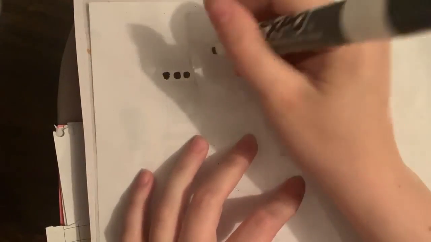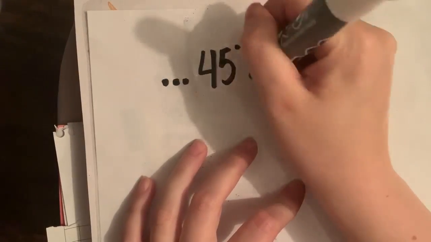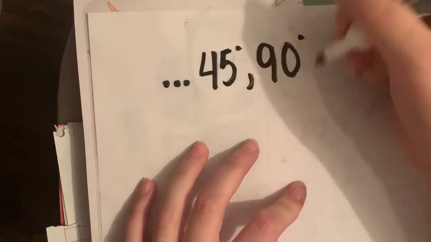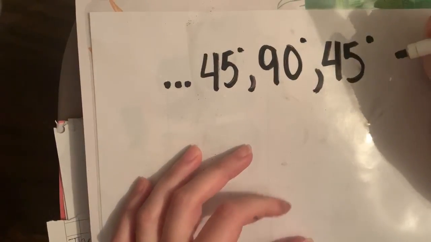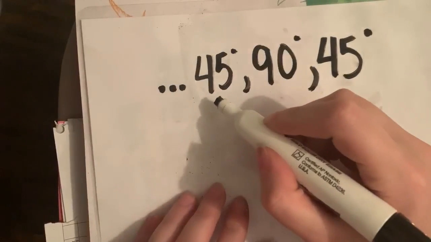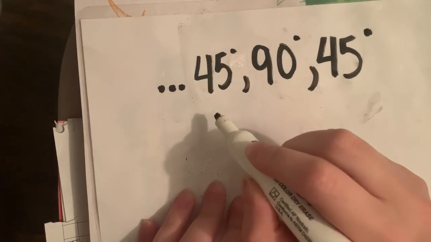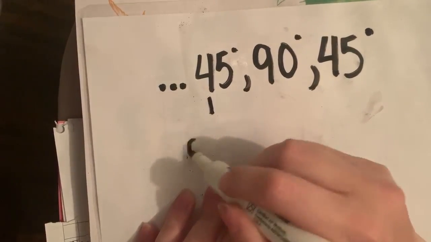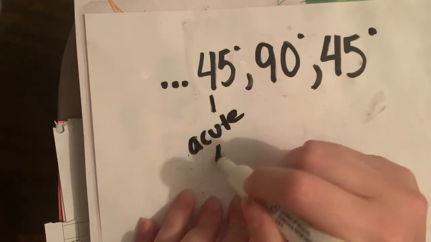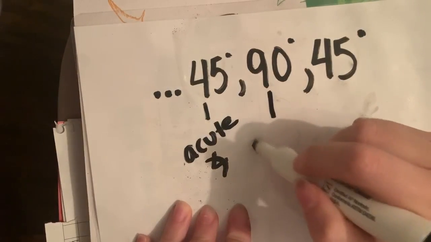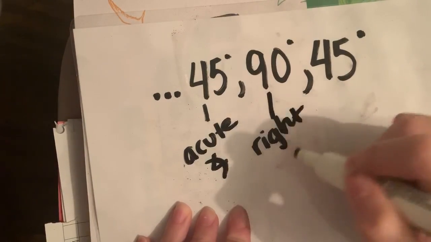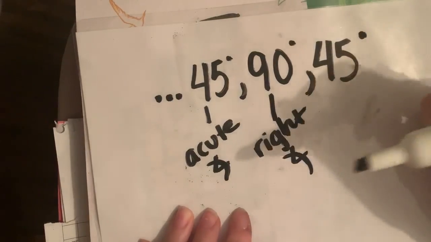Alrighty, so now we are given the angles of 45 degrees, 90 degrees, and another 45 degrees. All right, same process. The first angle, we know 45 is less than 90, therefore it is an acute angle. 90, we know that 90 is a right angle. Now again, we can stop here.